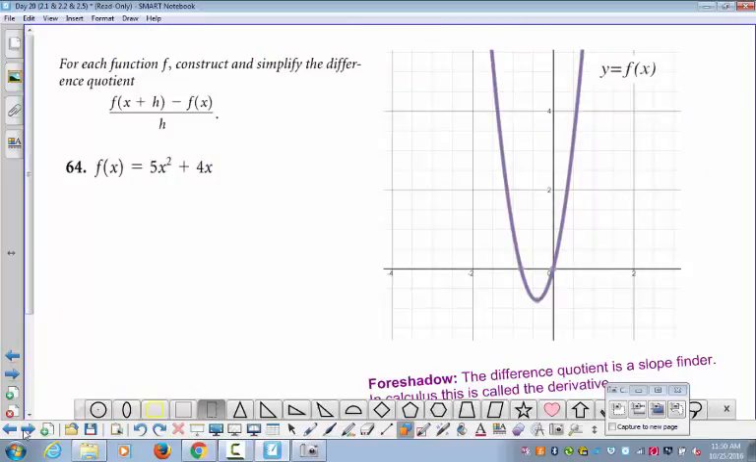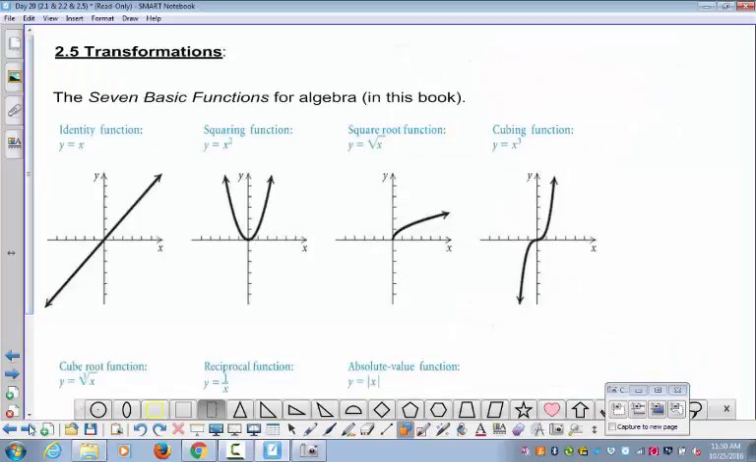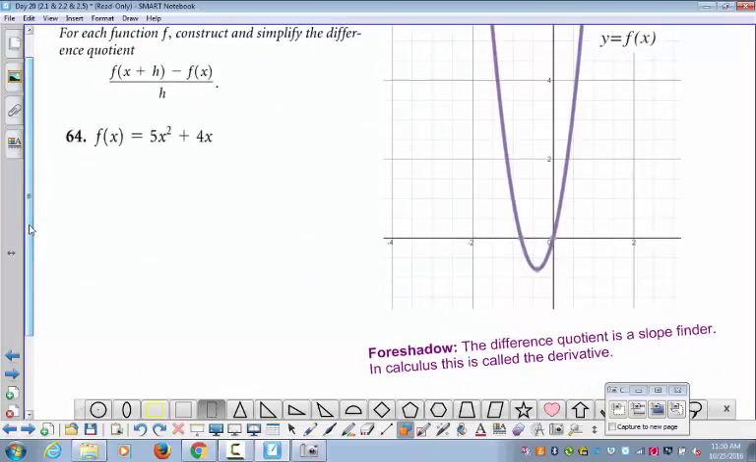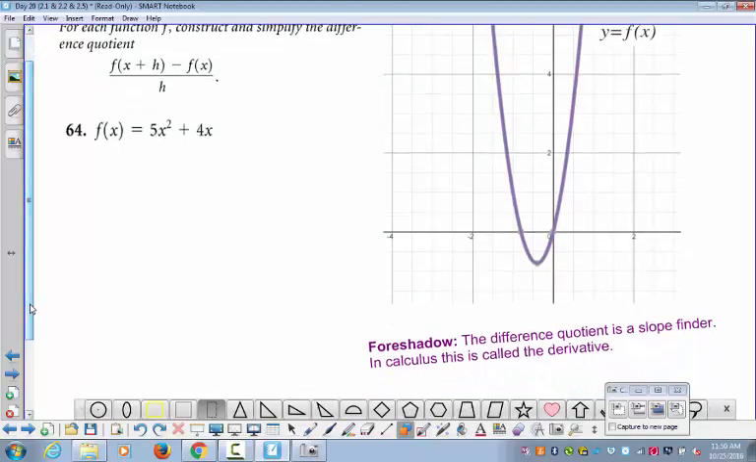Okay, let's, for each function, construct and simplify the difference quotient. All right, so let's just do this one. This will be our last one with the difference quotients. So it's just a lot of algebra. We have to plug in the x plus h. We have to square it out. Go.